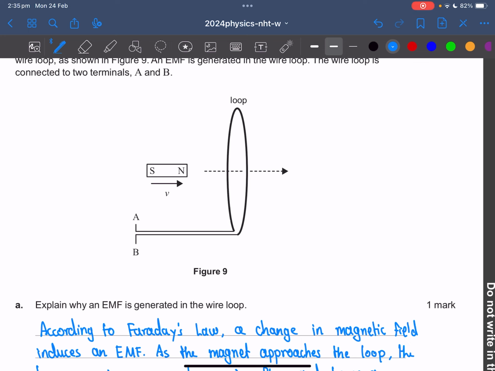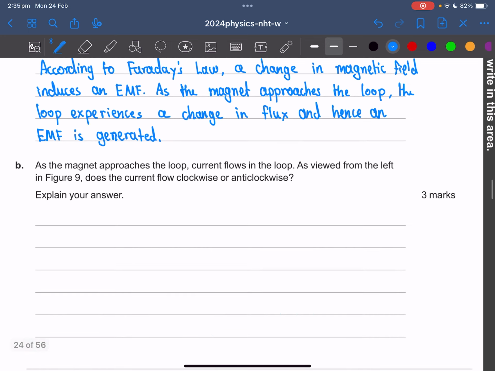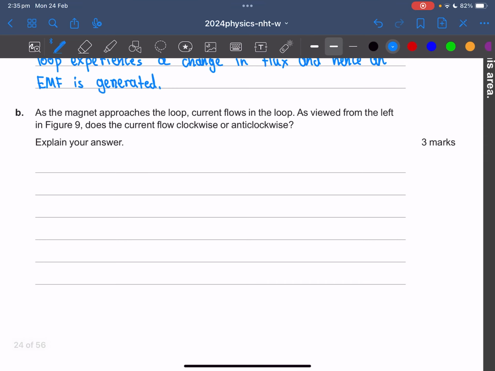Okay, so I'll explain again. Since our magnet is going to the right, there will be an increasing flux pointing to the right, and to oppose that, a flux pointing towards the left will be generated. So that means our induced current will be anti-clockwise. All right, so let's put that in words.